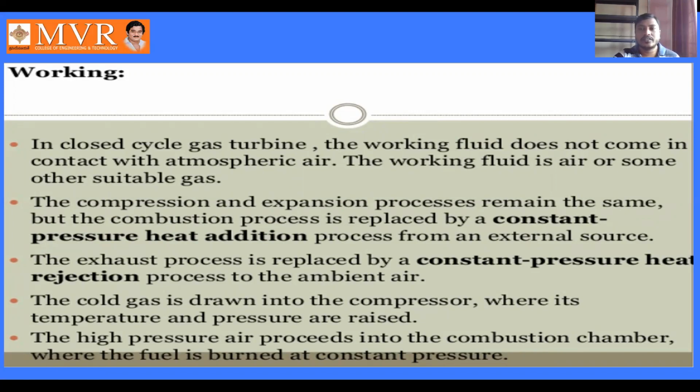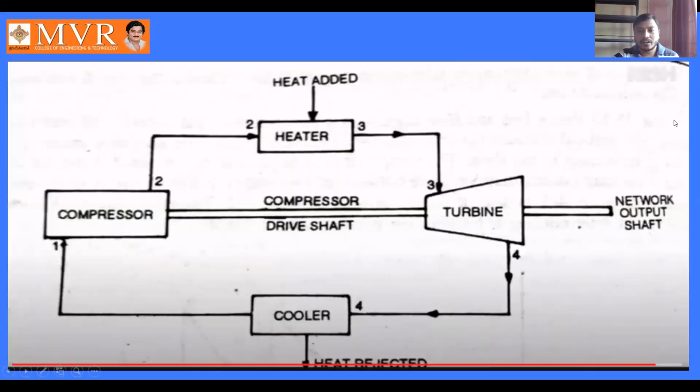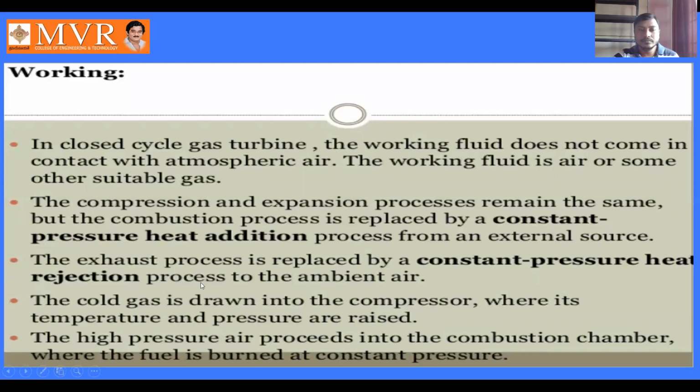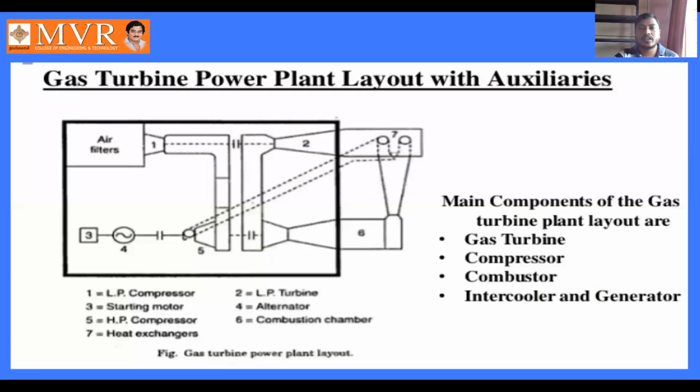The cold air is drawn into the compressor, where its temperature and pressure are raised. The high pressure air proceeds into the combustion chamber, where the fuel is burned at constant pressure. This is what we have about the closed cycle.